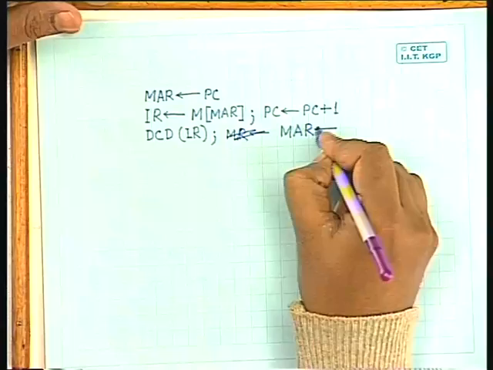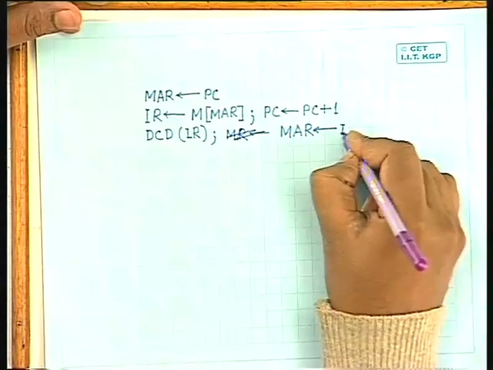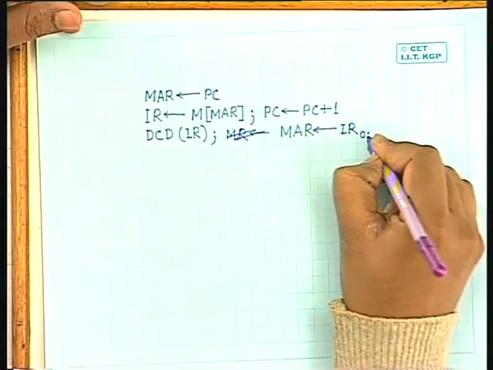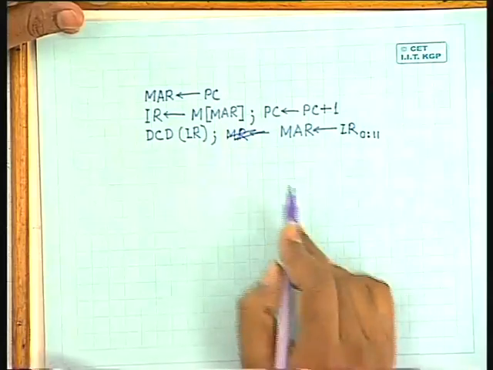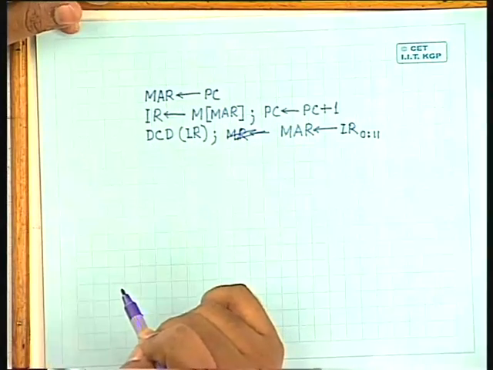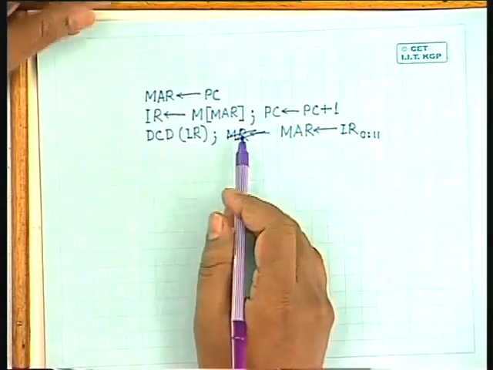Even if this is not needed, this does not harm. So what I will do is shift the lower 12 bits of the instruction register, that is IR0 to IR11, to the memory address register during the same time when the instruction is decoded. Okay? And these are the operations which are common for execution of any instruction, and the operations are to be done in this sequence. Okay.